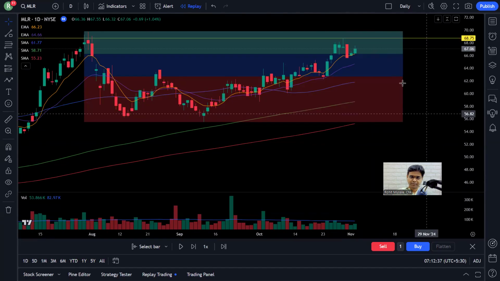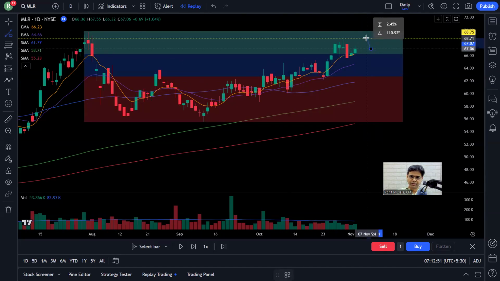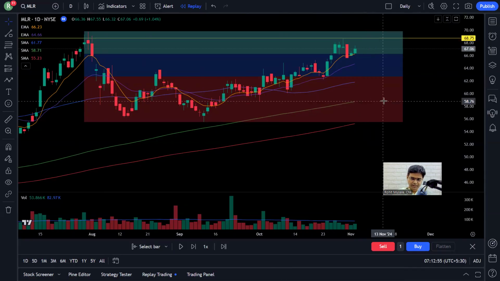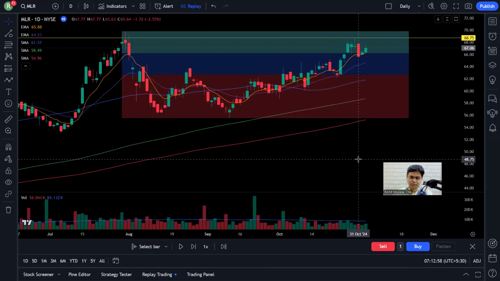And good thing is that the yellow line is in the green zone. So that's a positive factor in this trade. And the distance between the current closing price and the yellow line should preferably be less than 5%. So in this case, it is just 2.5%, which is fantastic. Okay, so technically, the stock looks strong.